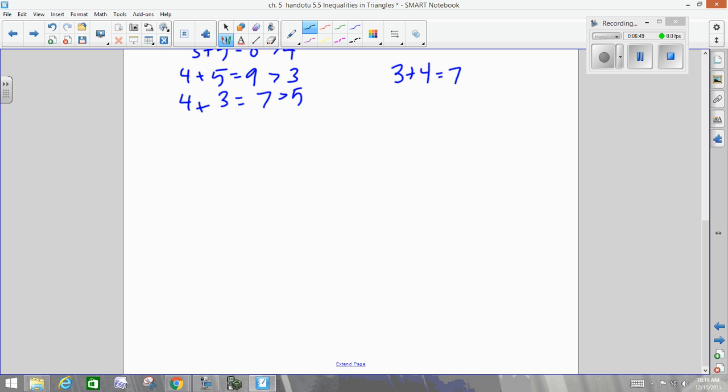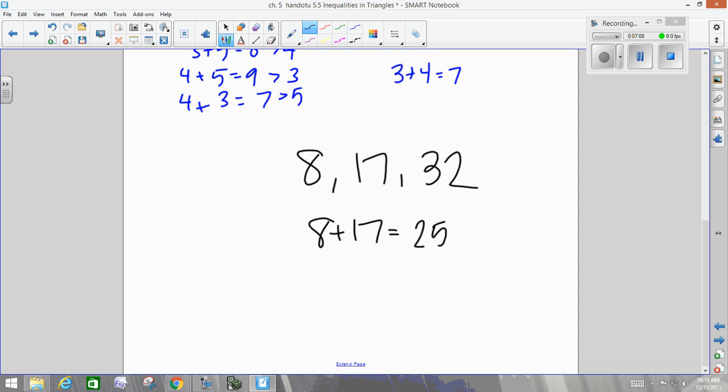We'll practice. If I say the side lengths of a triangle are 8, 17, and 32, we'd have to decide if this would really work. Pick the smallest two sides. What are my smallest two sides? What's the sum of 8 and 17? Is that bigger than 32?